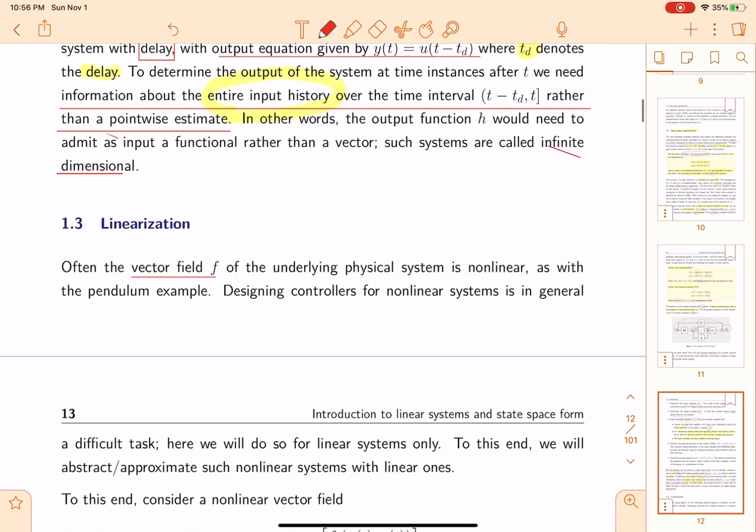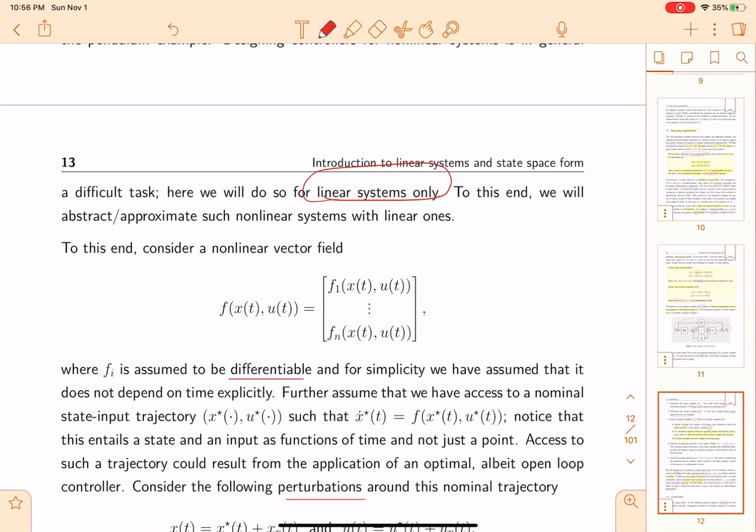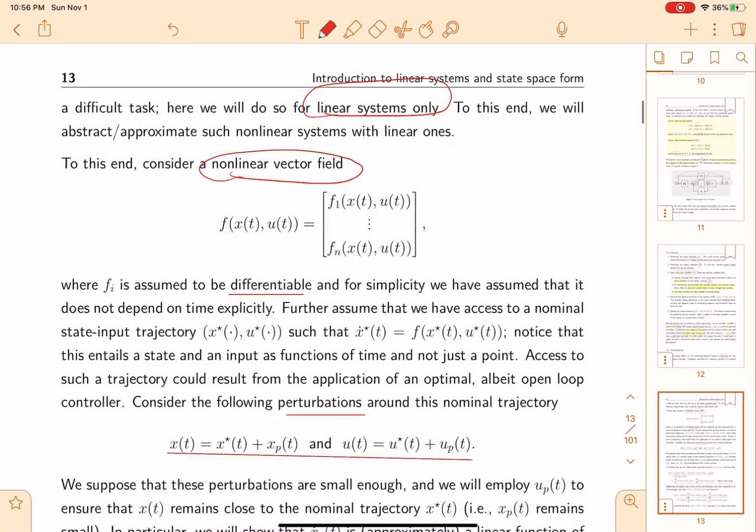Okay, so linearization of the vector field f, if the underlying physical system is nonlinear. Designing controllers for nonlinear systems is a difficult task, so we do it for a linear system. To this end, consider a nonlinear vector field f, and f is assumed to be differentiable. And for simplicity, we assume it does not depend on explicit time. And we assume that we have access to a nominal state input trajectory.